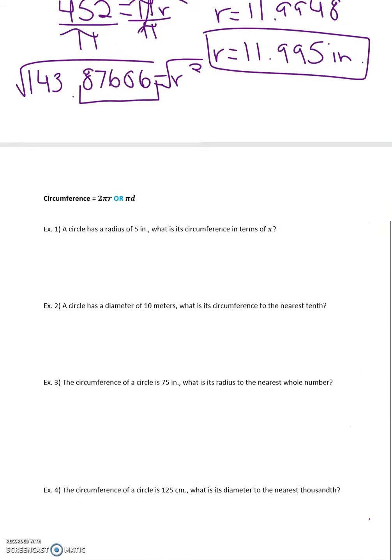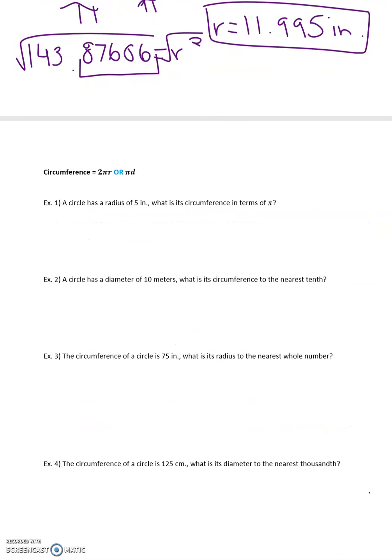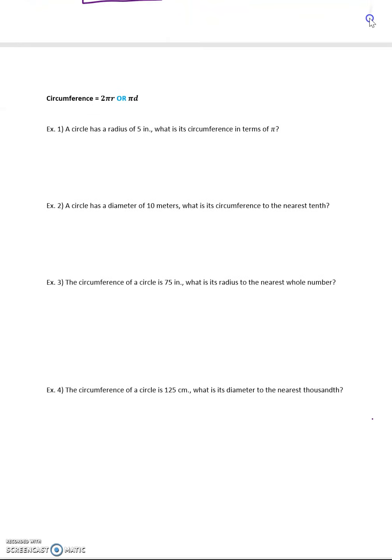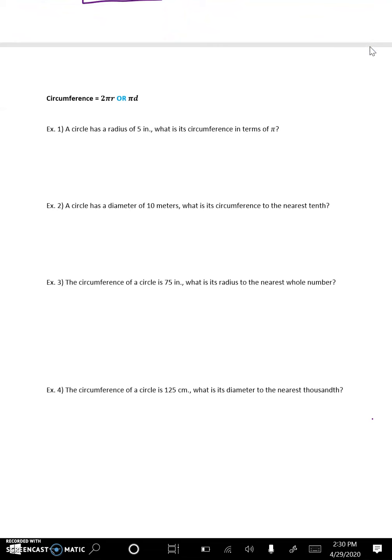So now we're moving on to circumference. So circumference, the formula for that is 2 pi r or pi times diameter. You could use either one, does not matter. Whichever one you think is easier, that's perfectly fine. So I'm going to show you both ways. So the first example, a circle has a radius of 5 inches. What is its circumference in terms of pi?